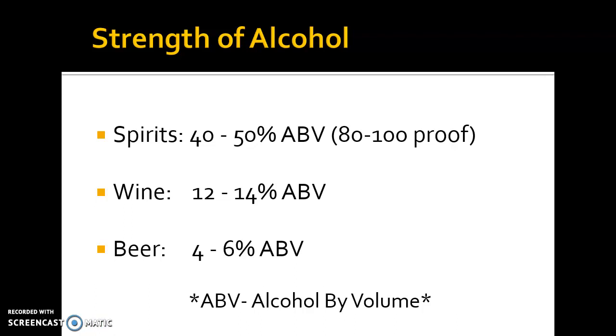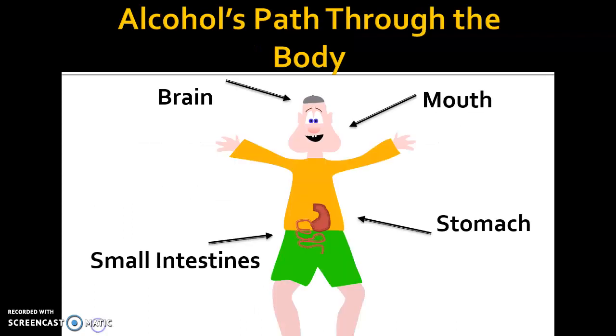So spirits or liquor are generally 40 to 50% alcohol by volume, which is 80 to 100 proof. Proof is the measure or the strength of alcohol. Wine is generally 12 to 14% alcohol by volume, and beer is generally 4 to 6% alcohol by volume. They, of course, can be stronger or weaker.